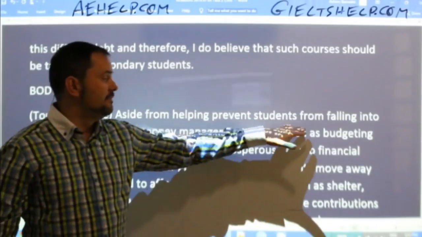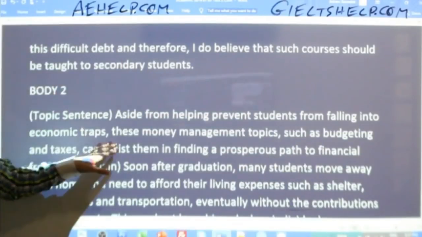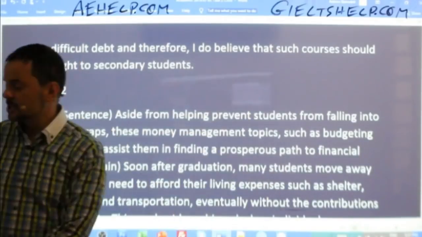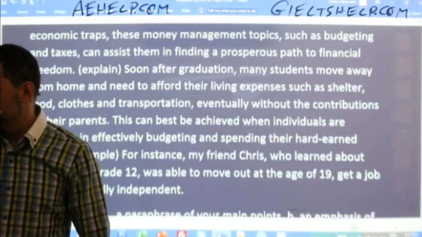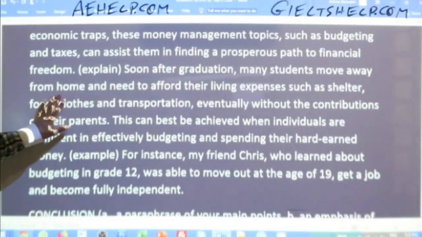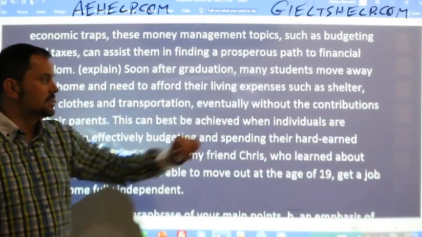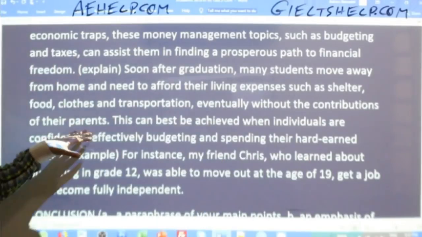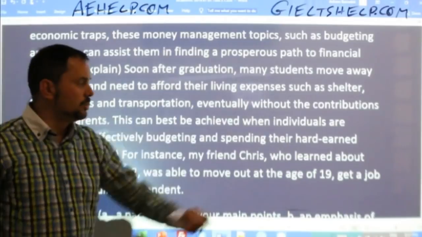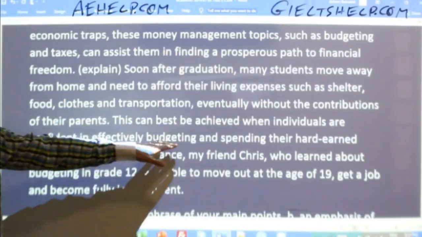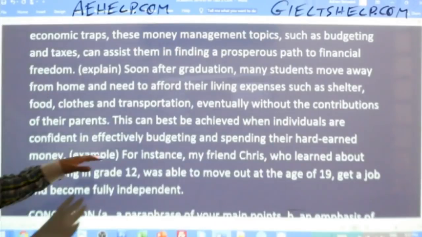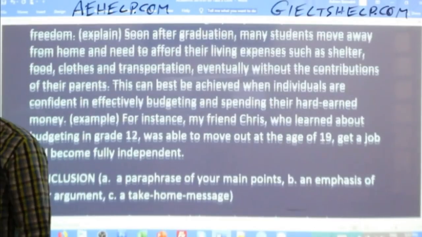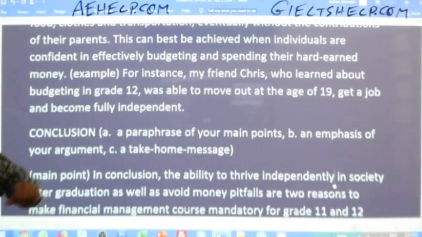Aside from helping prevent students from falling into economic traps, these money management topics, such as budgeting and taxes, can assist them in finding a prosperous path to financial freedom. Soon after graduation, many students move away from home and need to afford their living expenses, such as shelter, food, clothes, and transportation, eventually without the contributions of their parents. This can be best achieved when individuals are confident in effectively budgeting and spending their hard-earned money. For instance, my friend Chris, who learned about budgeting in grade 12, was able to move out at the age of 19, get a job, and become fully independent.